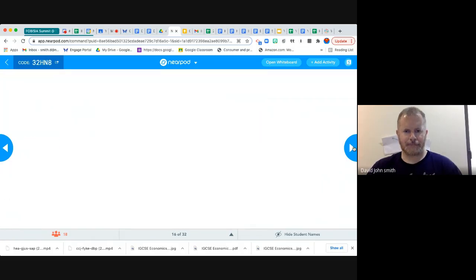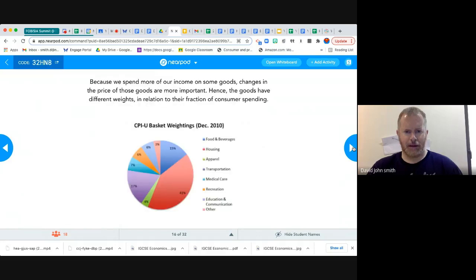Now, because we spend more of our income on some goods, changes in the prices of those goods are more important. Therefore, the goods have different weights. So if we have a look here, you'll see this red one here is housing. So this is for the US again, right? This is December 2010. So this 41%, right, of the CPI in the basket is weighted towards housing cost.